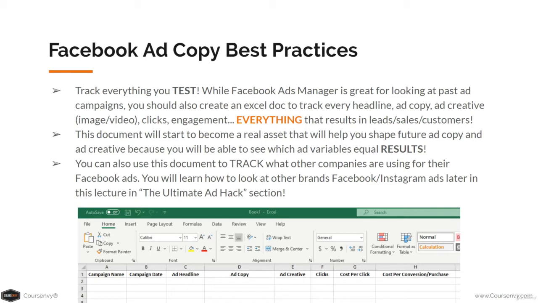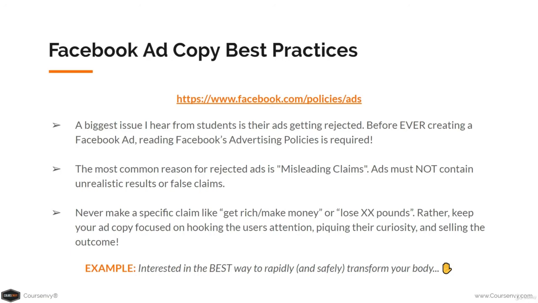This is images or videos, how many clicks they get, their engagement, their conversions, everything that leads to sales, customers, and results. This document will start to become a real asset that will help you shape future ad copy and ad creative because you will be able to see which ad variables equal results. You can also use this document to track what other companies are using for their Facebook ads. You will learn how to look at other brands' Facebook and Instagram ads later in this lecture via the Ultimate Ad Hack section.